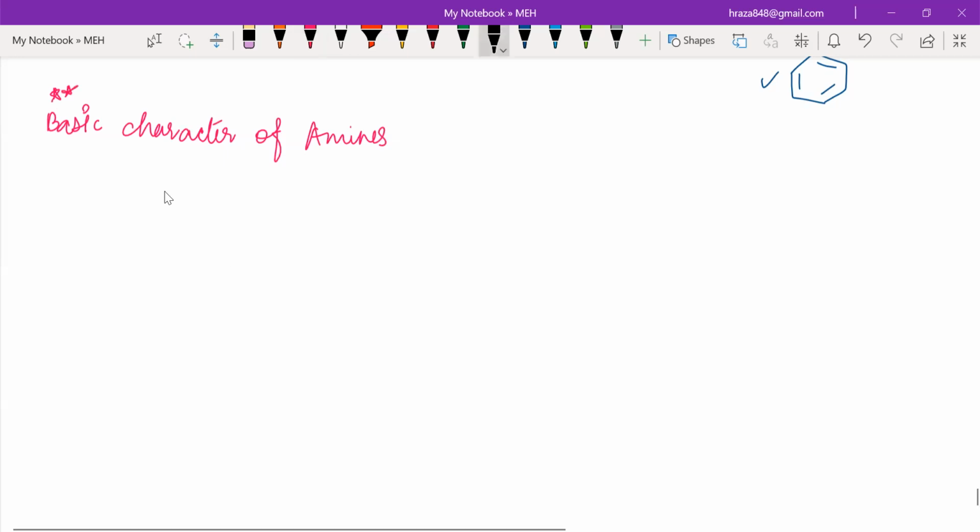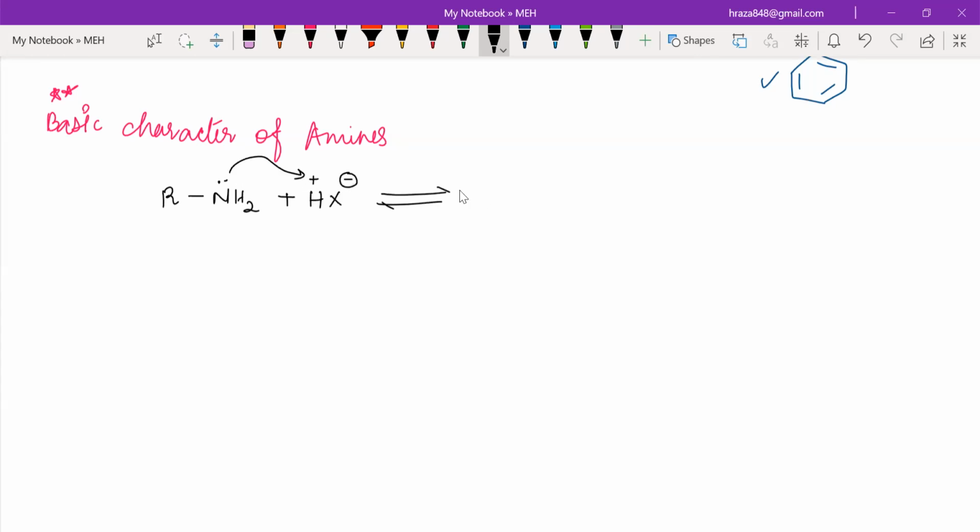Okay. So if you have a primary amine, RNH2, and you react it with a hydrogen halide, you know what will happen. This X will be negative and this will be positive, so it will attack here and it becomes RNH3 positive, and here it will be negative, which is a salt.